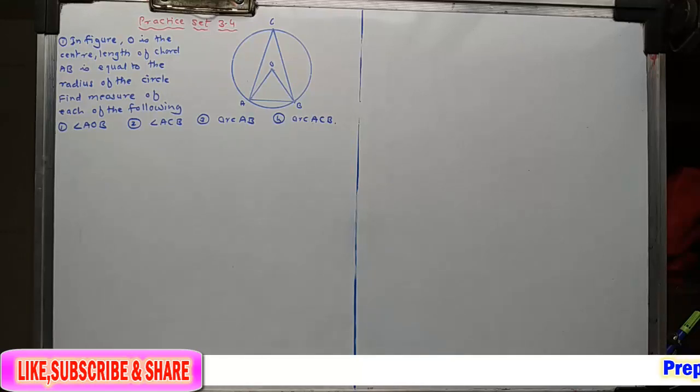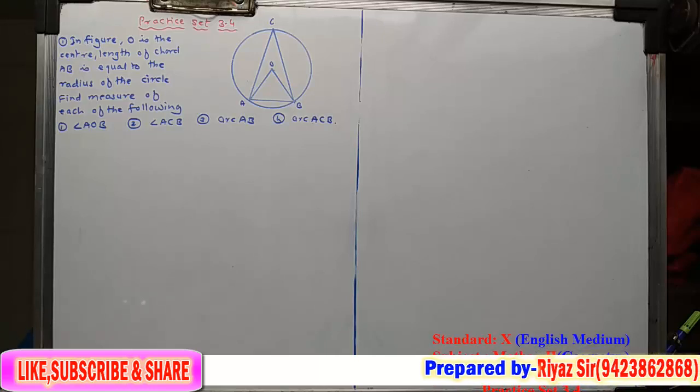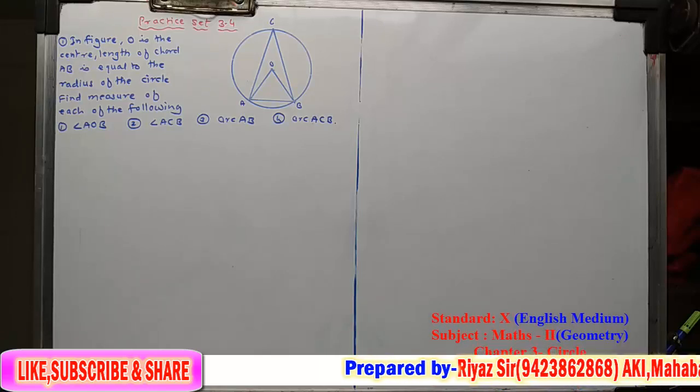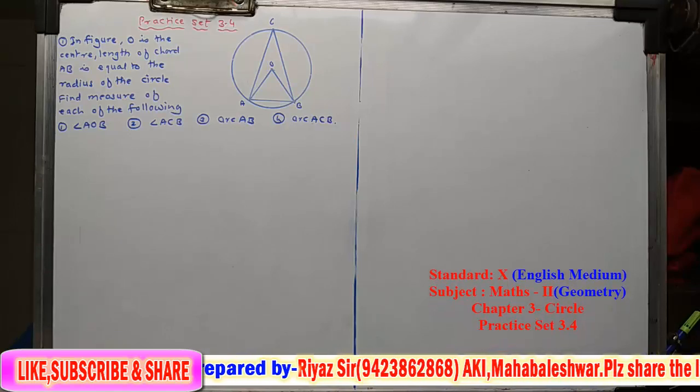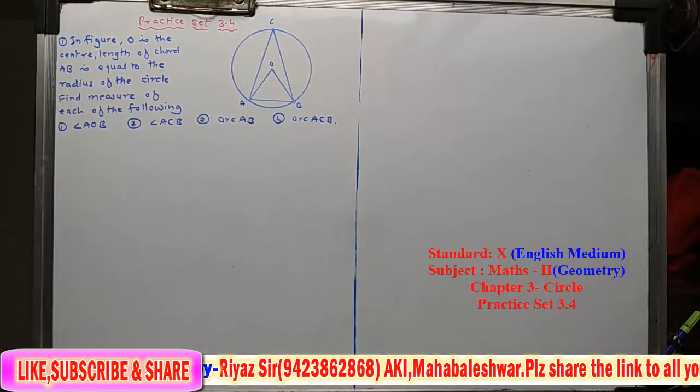Hello students, in today's video we will start practice set 3.4. In yesterday's video we studied the inscribed angle theorem and cyclic quadrilateral theorem. By using both the theorems and corollaries, we have to solve this practice set 3.4.